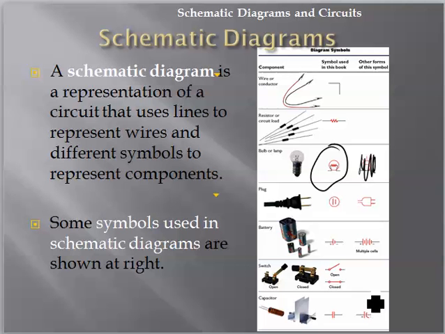A switch, we just simply have two dots, and we have the open as it shows on top and the closed one on the bottom. And I don't think we'll talk about capacitors. A schematic diagram is a representation of a circuit that uses lines to represent wires and different symbols to represent components. So, a schematic diagram. Every electrical device has a schematic diagram. Buildings have schematic diagrams. And here's a bunch of the symbols. I guess we'll go on from there.